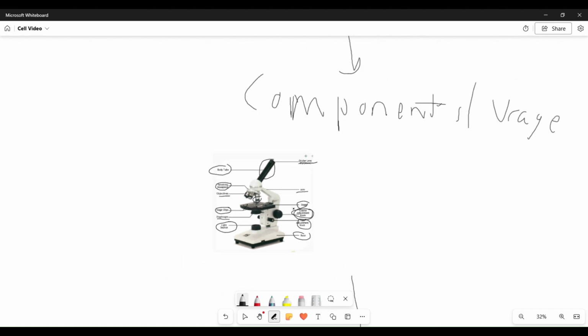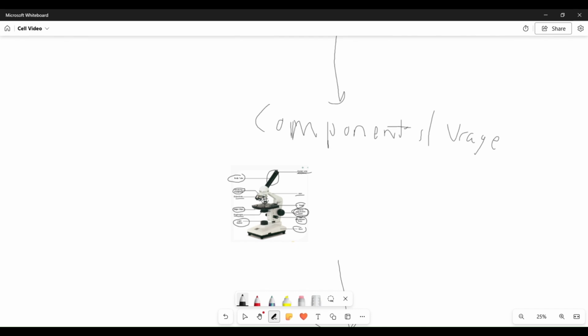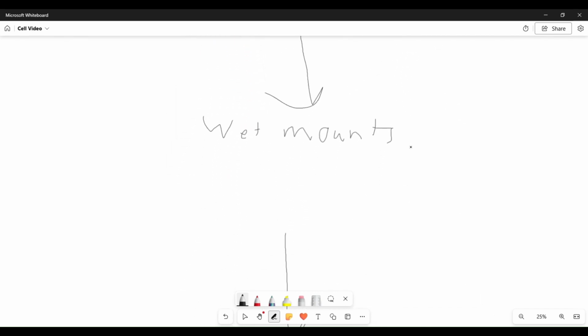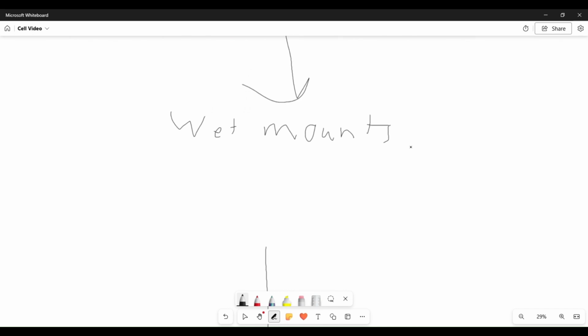Now, how about preparing a slide? Wet mounts are very important to preparing slides because it allows you to see parts of cells, especially through staining. In a wet mount, a drop of water is used to suspend the specimen between the slide and a cover slip. And the procedure is used in a laboratory to observe motile organisms like bacteria or samples that need to be stained prior to viewing with a microscope.